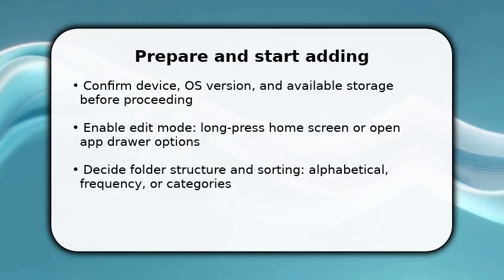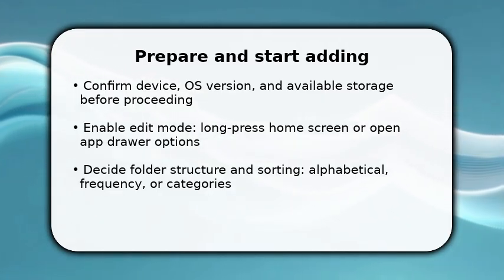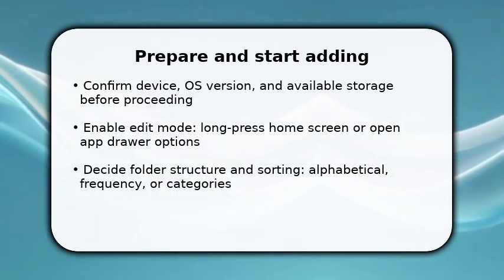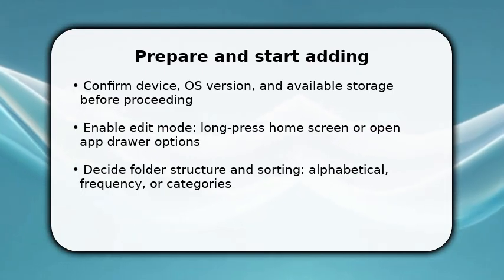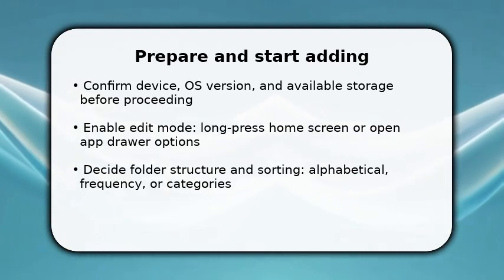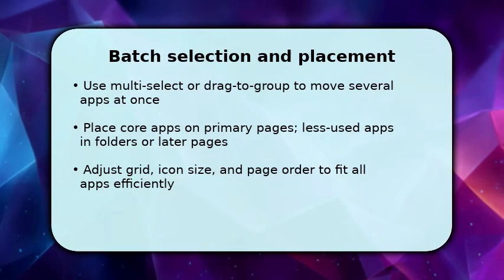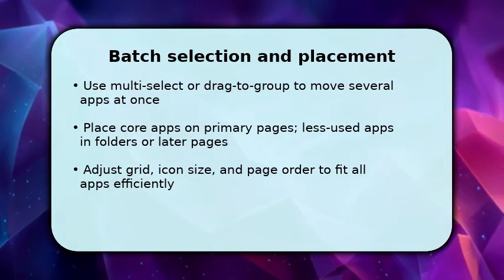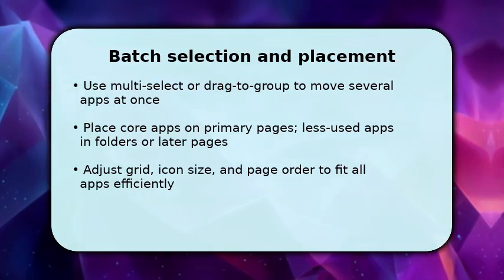You should decide folder logic now, alphabetical, by frequency, or by category, because grouping saves space and time. While you perform the first drags, keep in mind grid size and whether widgets share space so you don't later rework layout. You'll next use batch selection or drag to group features to speed placement. On many systems, you tap select or drag one app over another to create a folder.